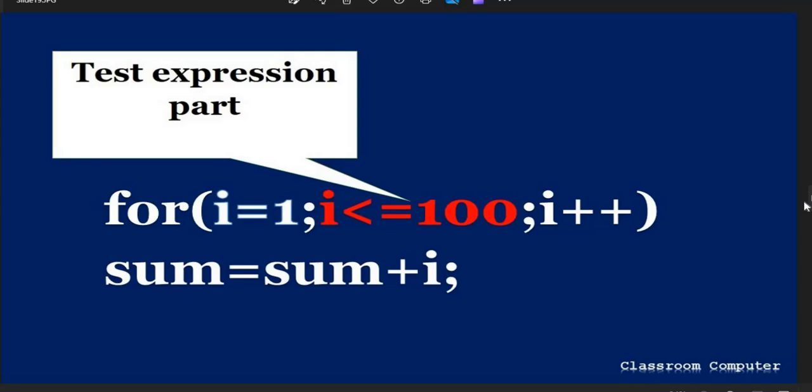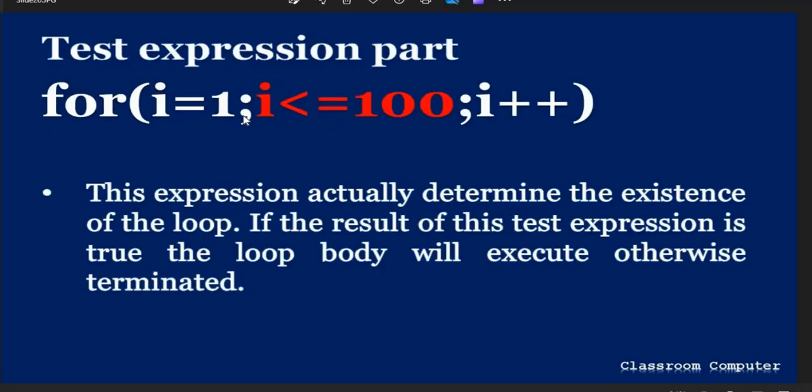Next, the test expression part. This part is between two semicolons. This test expression actually determines the existence of the loop. The life of this loop depends on the condition or the situation. It is a Boolean expression, true or false. If the result of this test expression is true, then the body of the loop will execute. Otherwise, the loop will terminate.